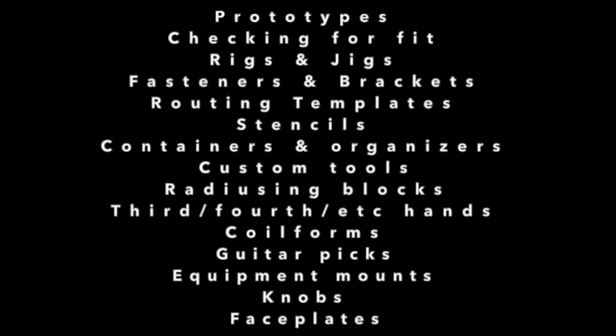Just looking around the workshop, these are like the first 15 things I saw that were 3D printed: prototypes, jigs for checking for fit, rigs and jigs, fasteners and brackets, routing templates, stencils, containers and organizers, custom tools, like let's say you needed something that held a razor blade at exactly 60 degrees, you can go ahead and print that, radiusing blocks, man, spherical radiusing blocks, third, fourth, fifth hand clamps, coil forms, guitar picks, equipment mounts, knobs, faceplates.